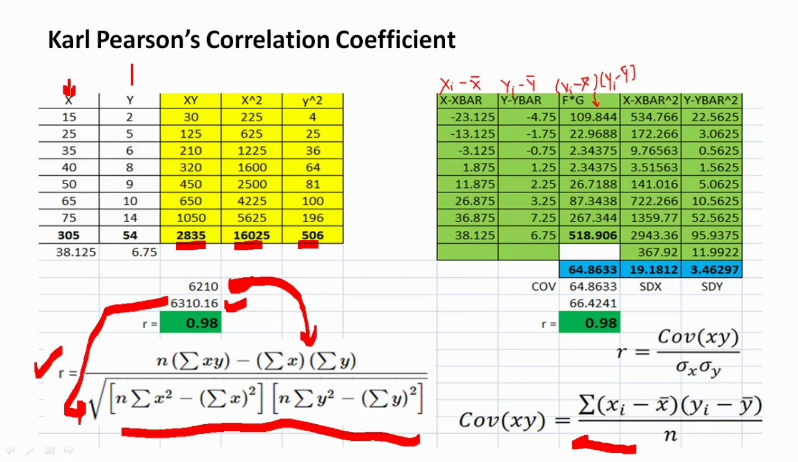Here we can see. Then after you have to find out x minus x bar whole square and y minus y bar whole square to determine the standard deviation. After that you will get the standard deviation for x, 19.1812, and standard deviation for y, 3.46297, and the covariance that you will get is 64.8633. Put all these values in the given formula so that you will get the Pearson's correlation coefficient.